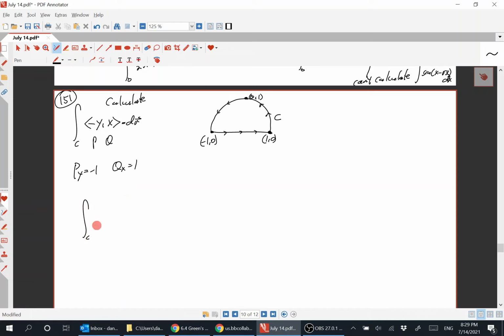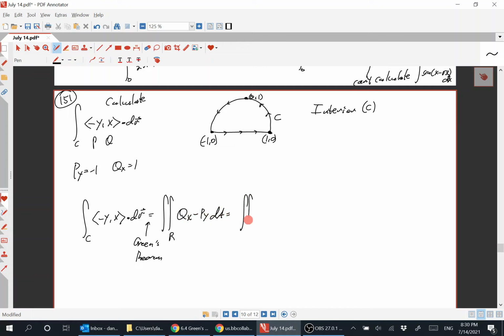So via Green's theorem, this is the double integral over the interior of C. So let's look at the interior of C as a polar region. Well, actually, I don't think we're even going to need that because this is going to be a constant. So this is Qx minus Py dA. So this is the double integral over R of 2 dA. So it's 2 times the area of R, which is just pi over 2, which is pi.